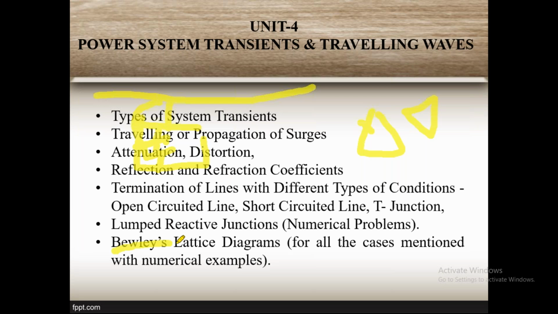Next, Bewley's lattice diagram. It shows how the system performs before and after rearranging the transmission lines. Suppose a transmission line fails, so we are going to replace it. We have to examine what the performance was before and after adding the new conductor. That will be shown by the Bewley lattice diagram. For all cases, with numerical examples, we have to calculate each and every parameter.